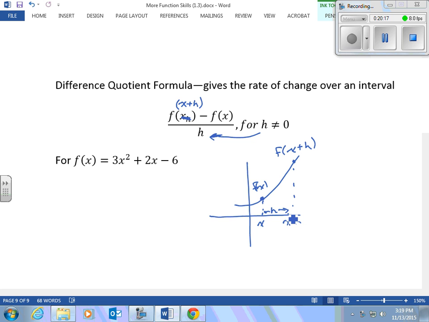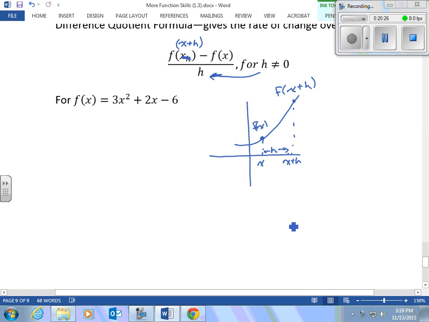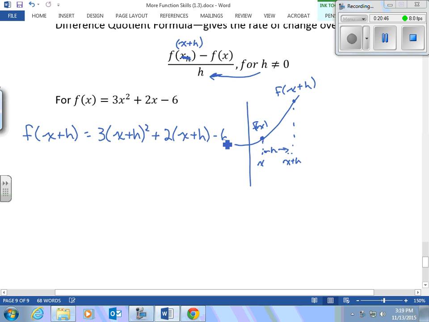So let's take a look at this example of f at x equals 3x squared plus 2x minus 6. And I'm just going to scroll a little bit here to give us a little bit more space. Let's first just calculate what f at x plus h is. So f at x plus h will be 3 times x plus h squared plus 2 times x plus h minus 6. Okay, so sorry about that. So we're just substituting x plus h in wherever there's an x in the original function. Now we will expand through those brackets and simplify.